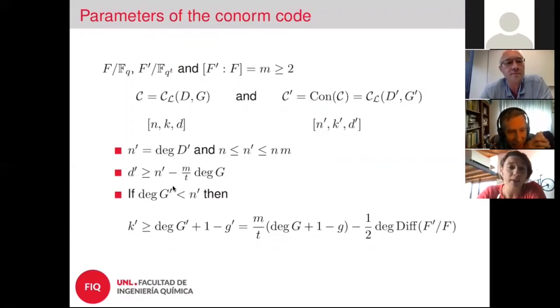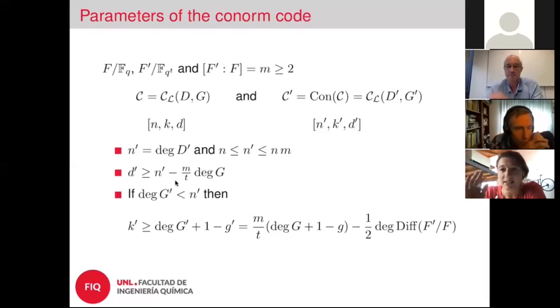The bound for the minimum distance is just the same as it is now. This is exactly the same as the degree of G prime. And if the new code is a moderate HG code, then we can bound the dimension of the new code by this quantity.